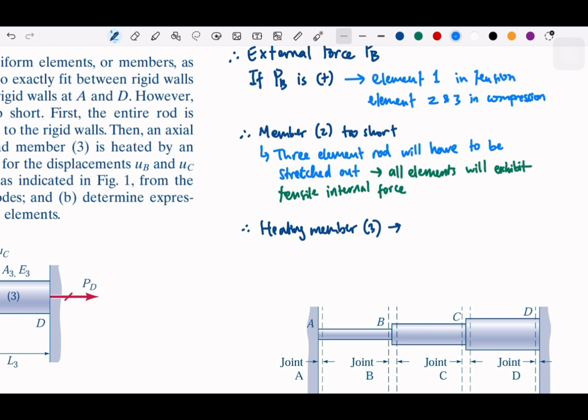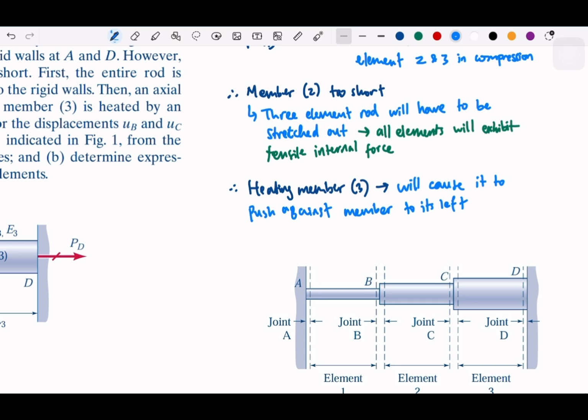This heating will cause the element to push against the member to its left. Okay, so we are missing some distance in member 2, but member 3 is heated up so that this element 3 is going to be expanded. So it is going to have a tensile force internally, but in 3 we also have some additional expansion from the heat. So it's kind of complicated now, but still we can track and trace back one by one.